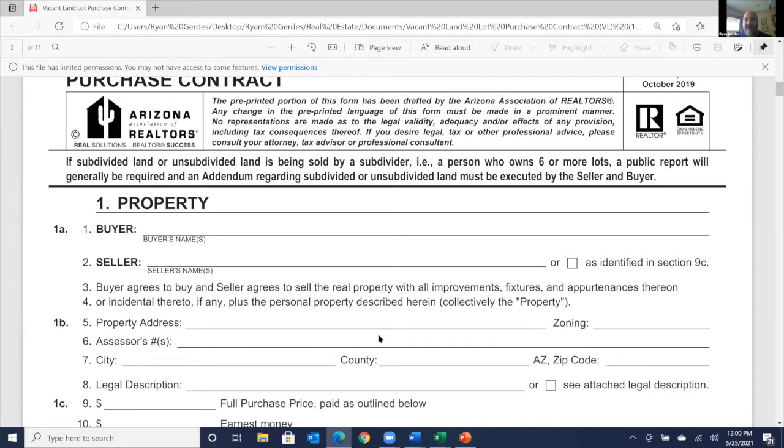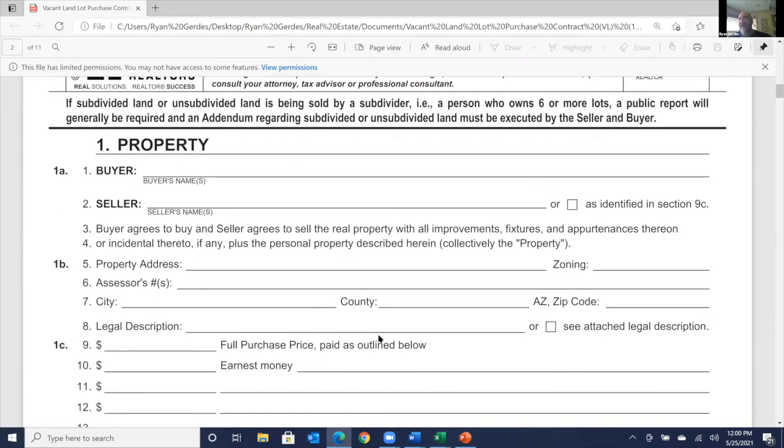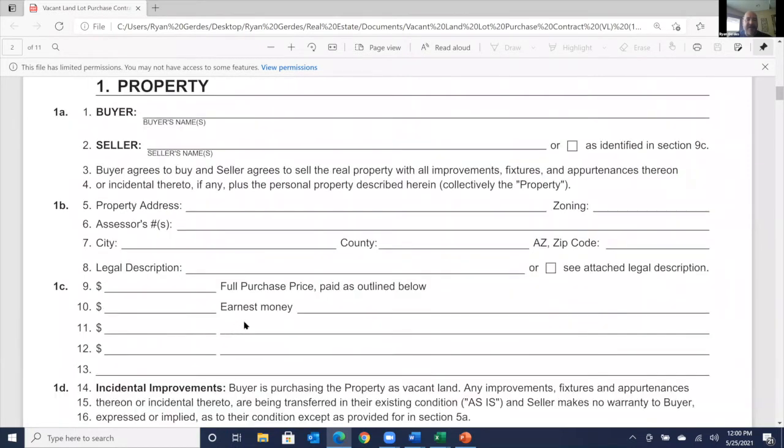Then you have the city, county, and zip code. Legal description oftentimes will be identified from the title company or on a completely separate document, because sometimes those can be pretty lengthy. Purchase price will be on line 9. Earnest money will be on line 10.